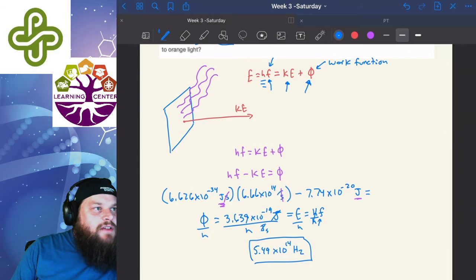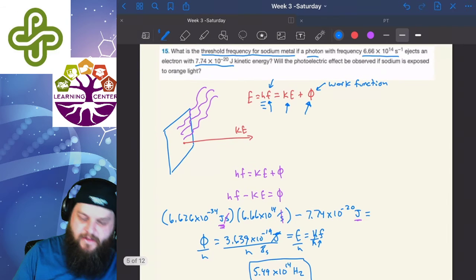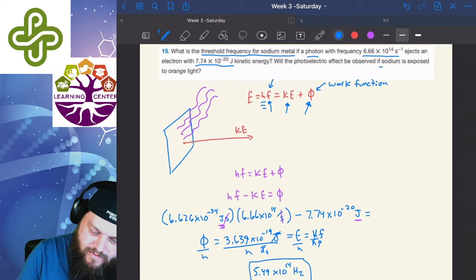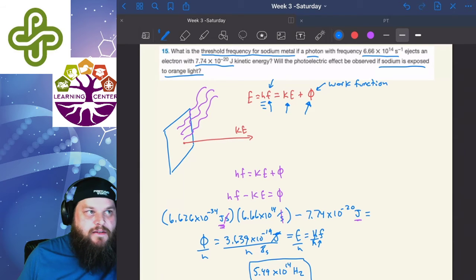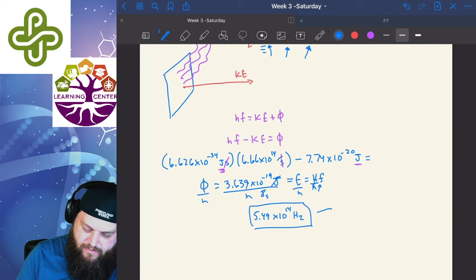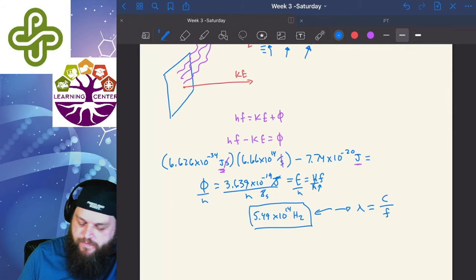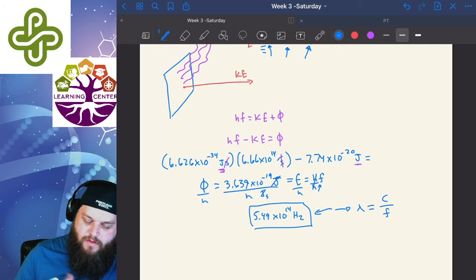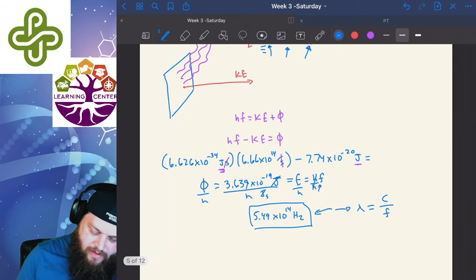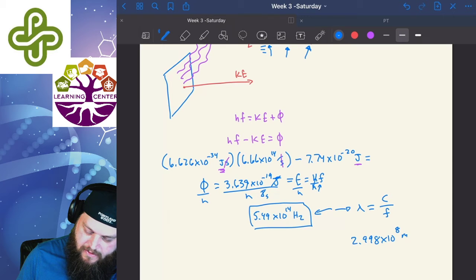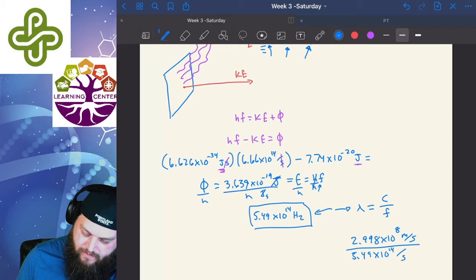The last question they ask here, will the photoelectric effect be observed if sodium is exposed to orange light? Well, so this frequency here, we can relate that to its wavelength. So wavelength, we said it's equal to c over frequency. So to do that, do the math. That's 2.998 times 10 to the 8 meters per second divided by that 5.49 times 10 to the 14 hertz or per second.